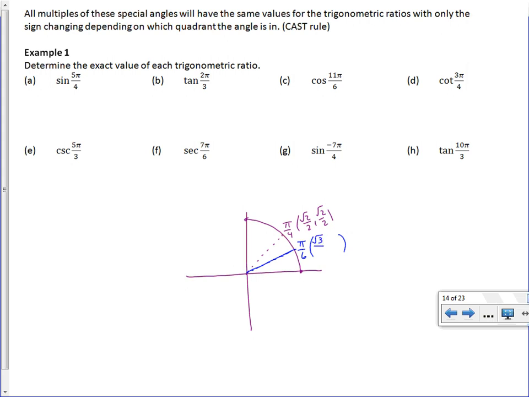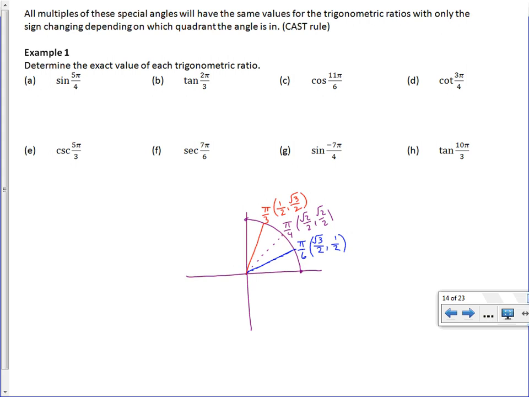Root 3 over 2, comma, half. And then we've got pi over 3 corresponding to half, root 3 over 2. Okay. I could also label 1, 0, 0, 1, negative 1, 0, 0, negative 1.